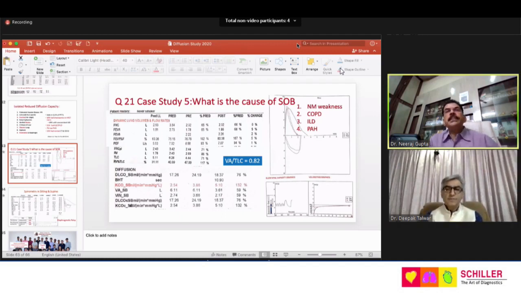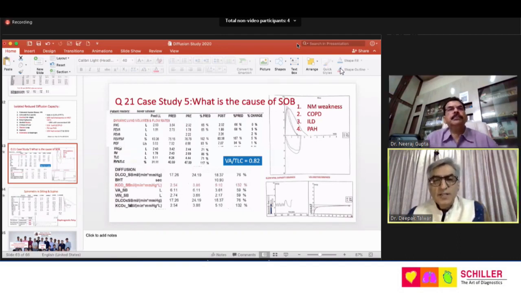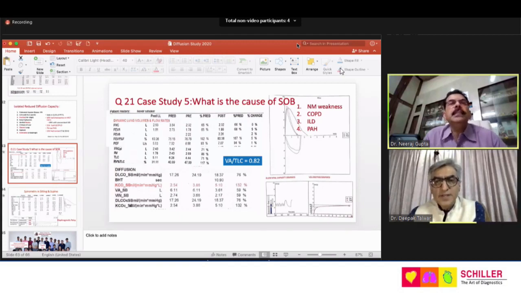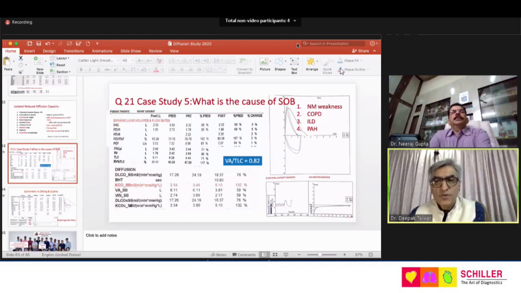They have polled 63% for option 3, that is ILD. 20% have polled for option 2, that is COPD, and 10% for option 1. So 63%, the majority, go with ILD. I think, Neeraj, the reason was that they hadn't seen the diffusion capacity before voting. Is that right? Maybe. That may be the reason why the polling has gone wrong.